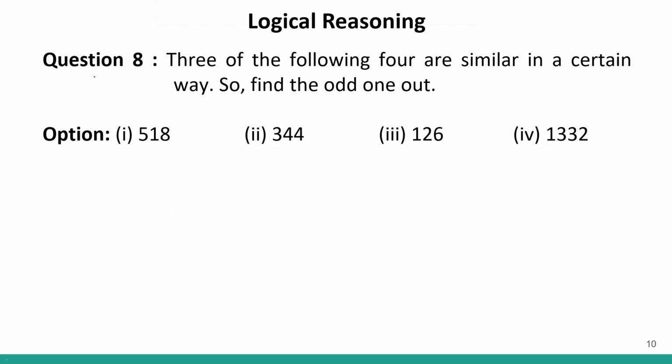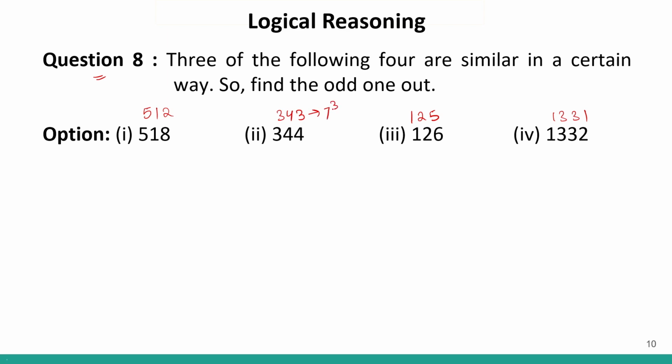Now let us move on to question number 8. So 4 options are given to us and we have to identify the one that is different. Now when I look at these options, I can see this is very close to 343, this is very close to 125 and this is very close to 1331. And if I look at here, I can say this is very close to 512. Okay. So now 343 is what?